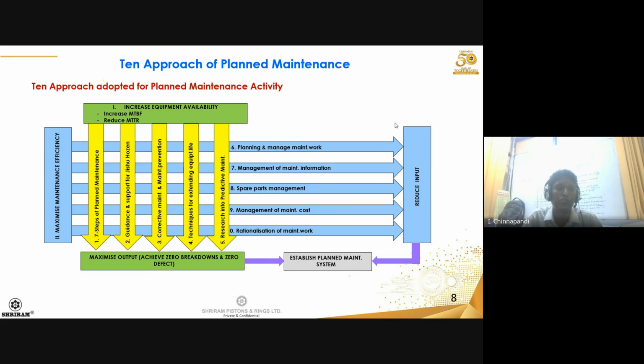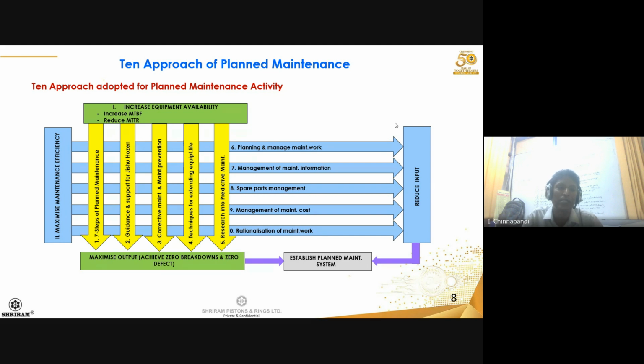This 10 approach shows how we can increase the availability by increasing MTBF. MTBF means mean time between failure. For example, equipment fails today, and it can fail after 1 month also, after 6 months also, after 1 year also. So there is a mean time between failure.